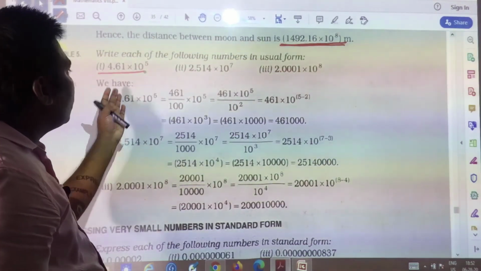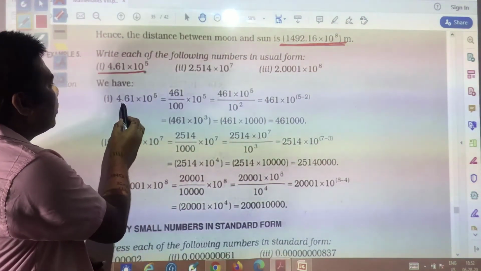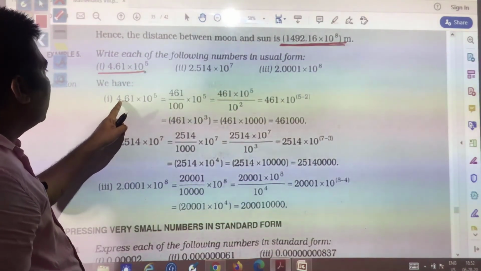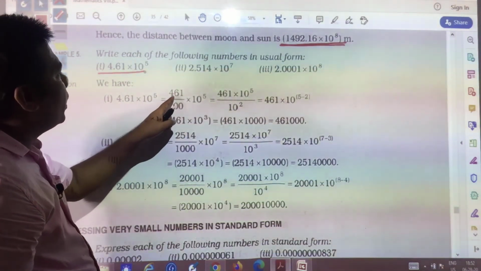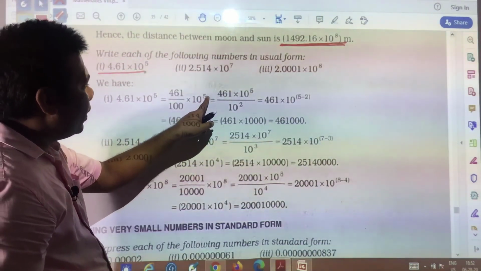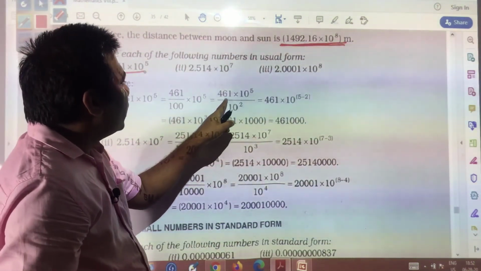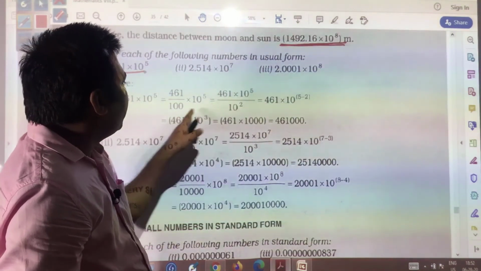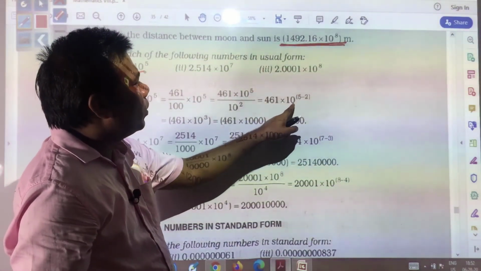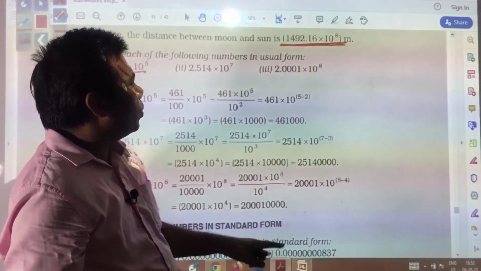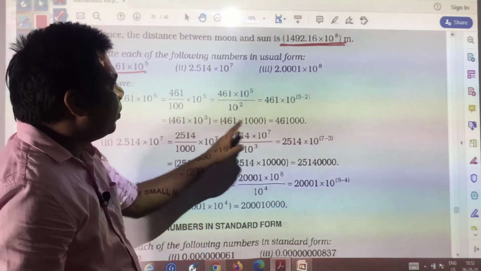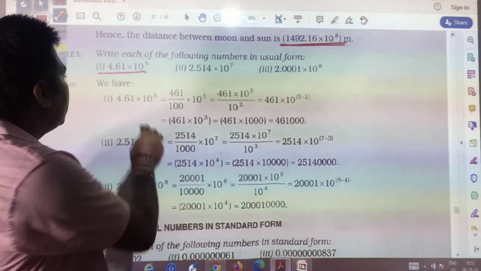So, what we will do, just the opposite, we need to remove the decimal. So, you will move it to the right side. 4.61 can be written as 461 divided by 100 into 10 to the power 5, which is equal to 461 into 10 to the power 5 divided by 10 to the power 2, and finally 461 into 10 to the power 5 minus 2. So, you will get lastly 10 to the power 3, and if you multiply this number you will get the answer. So, easy it is.